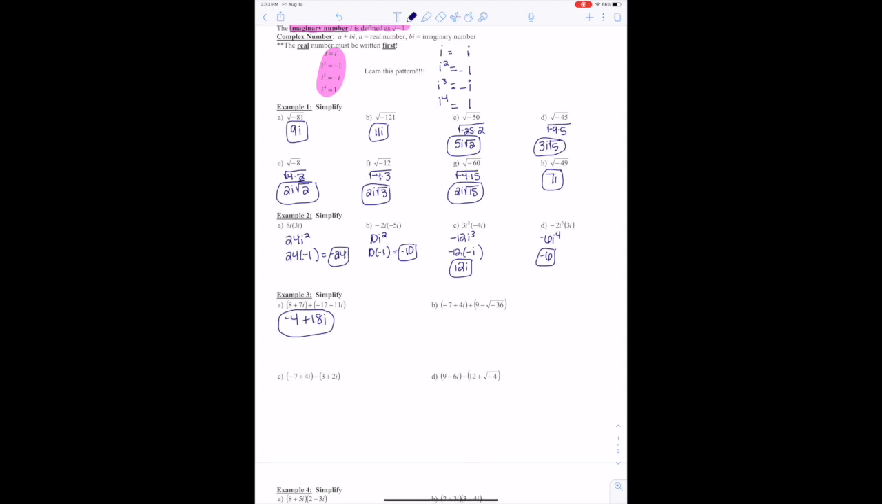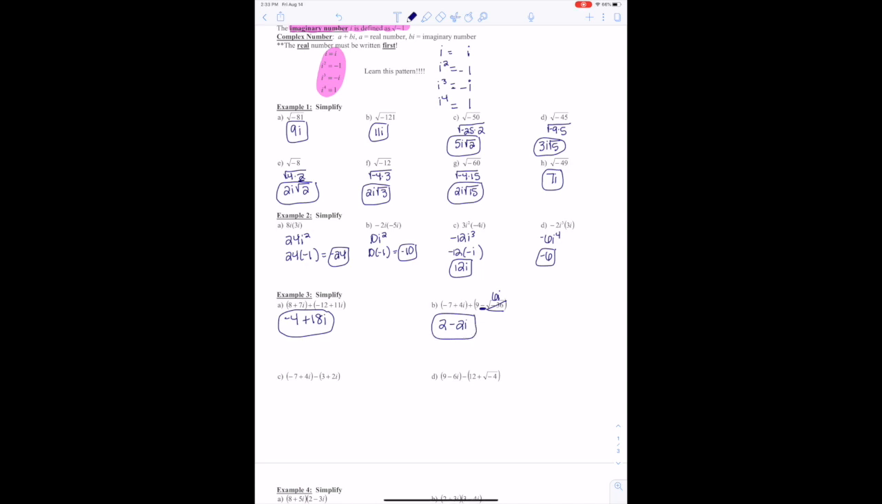For B, negative 7 plus 4i plus 9 minus the square root of negative 36. Now, I want to change this part right here. Square root of negative 36 is going to be 6i. So I'm just going to rewrite that. Negative 7 plus 9 is 2. 4i plus, this is a negative here, so be careful with your signs. 4i plus negative 6i is negative 2i.